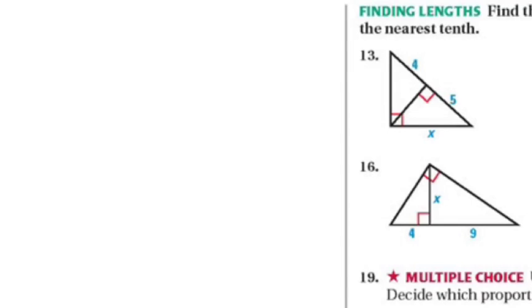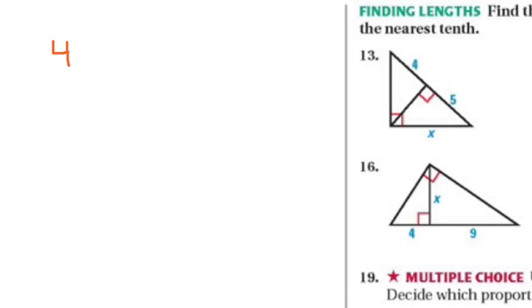Okay, so in number 16, instead of looking for a leg, x is actually an altitude, or the altitude of this right triangle. So we're going to be using the geometric mean altitude theorem, and this proportion is pretty easy to set up. So what you want to do is take one of the smaller pieces, so in this case 4 or 9, and start with that.